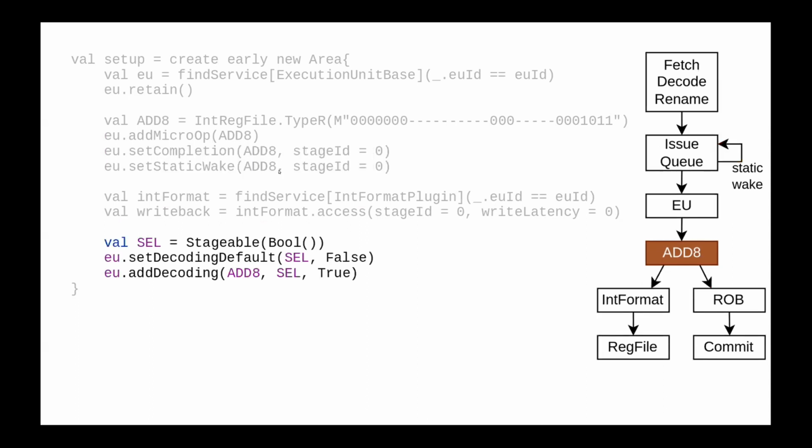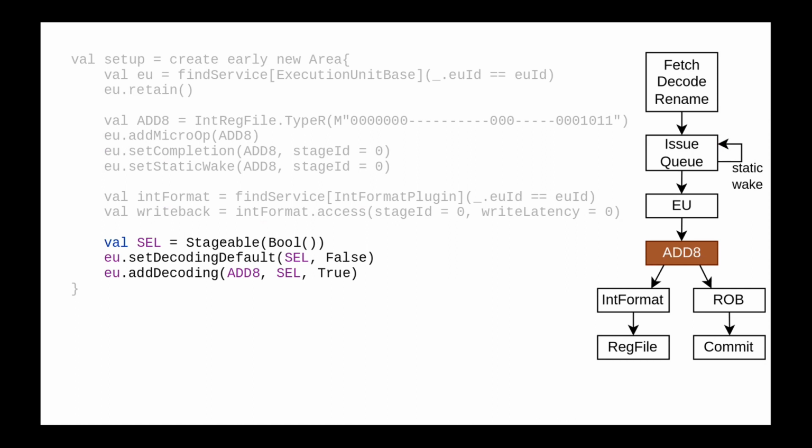And for instance, here we are mixing a bit of the pipelining API. So we are composing the pipelining API. Like we are defining cell as a stageable key of the Boolean type, and cell will be used by our plugin to specify if a given instruction in the pipeline is an add8 instruction or not.